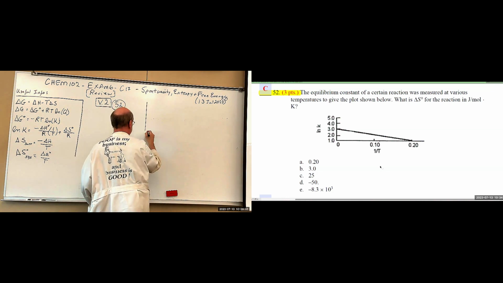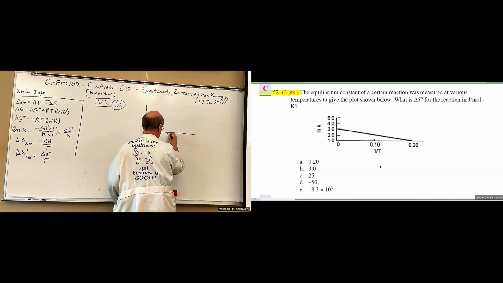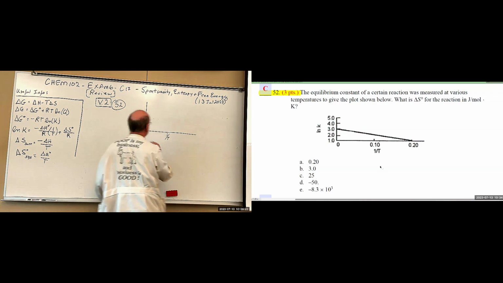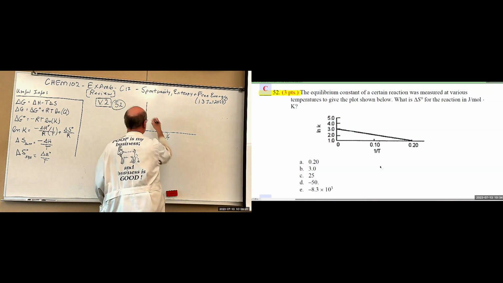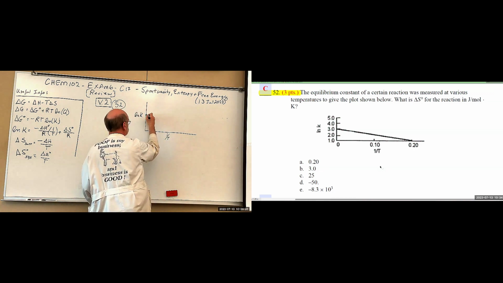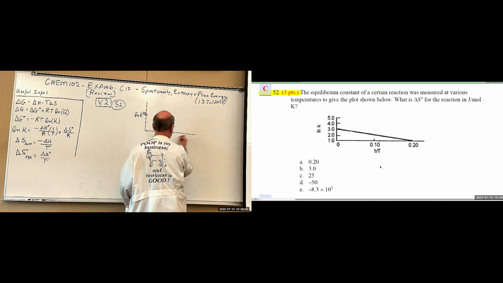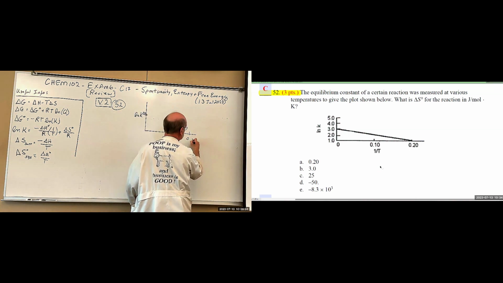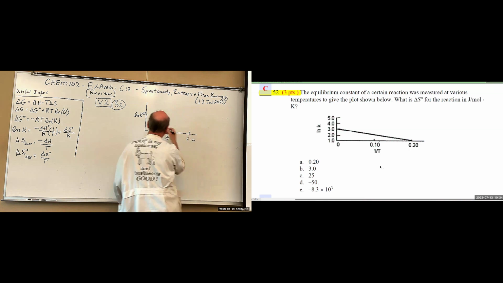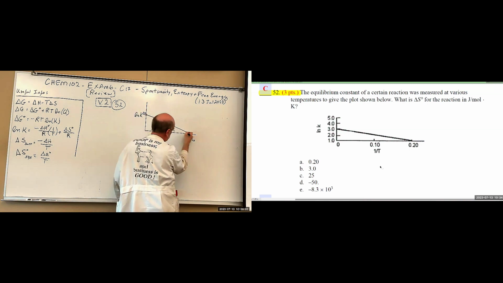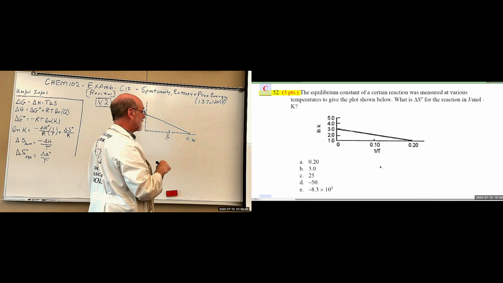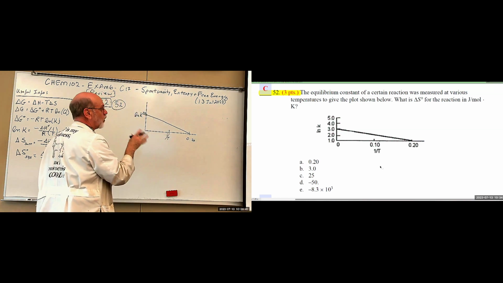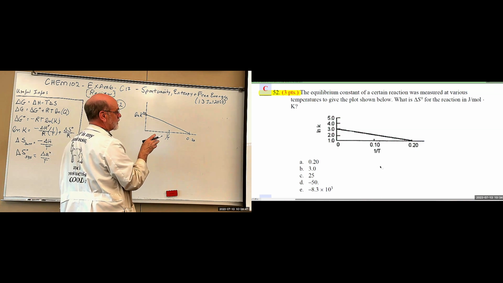So here we've got a graph of 1 over T, and log k. And right here is the y-intercept at 3. And out here, 0.20 is the x-intercept, actually. It goes down like that there. Okay. Question is, what is delta S 0 for the reaction?